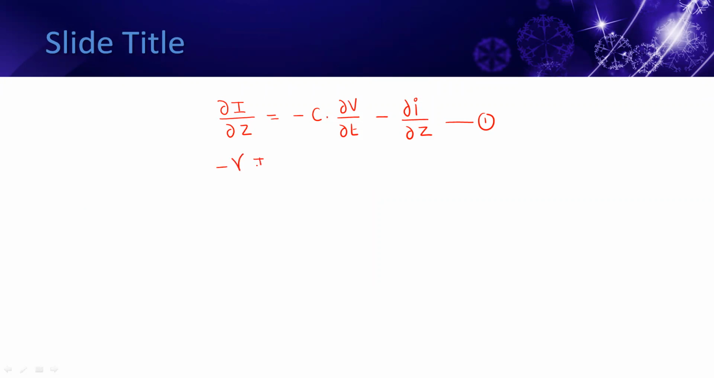So minus gamma I equals minus j omega CV plus gamma into I. So that is equation number 2, where the partial derivative requires minus gamma, and dou by dou t equals j omega. Both should be replaced.